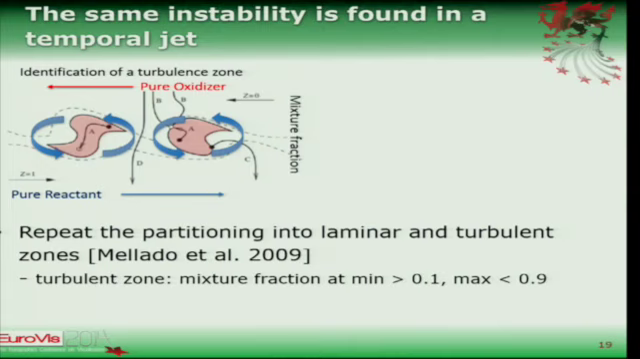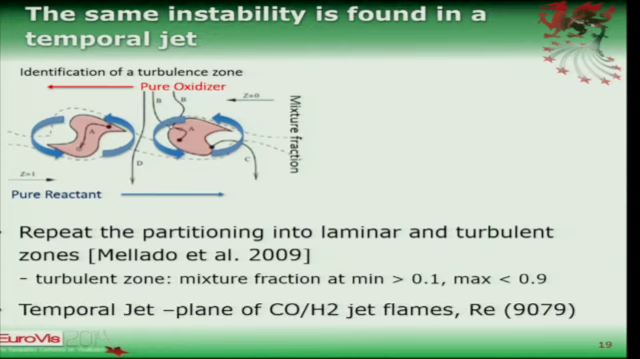If you look at the dissipation elements where the minimum is above some threshold and the maximum is below some threshold, those should correspond to the isolated bits of material that have been taken from the top and rotated around, and taken from the bottom and rotated around. So this is a reasonable definition for identifying a turbulence zone.